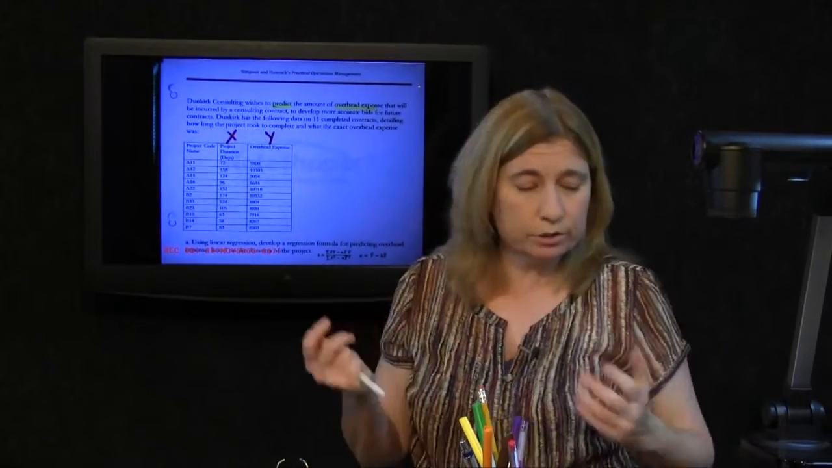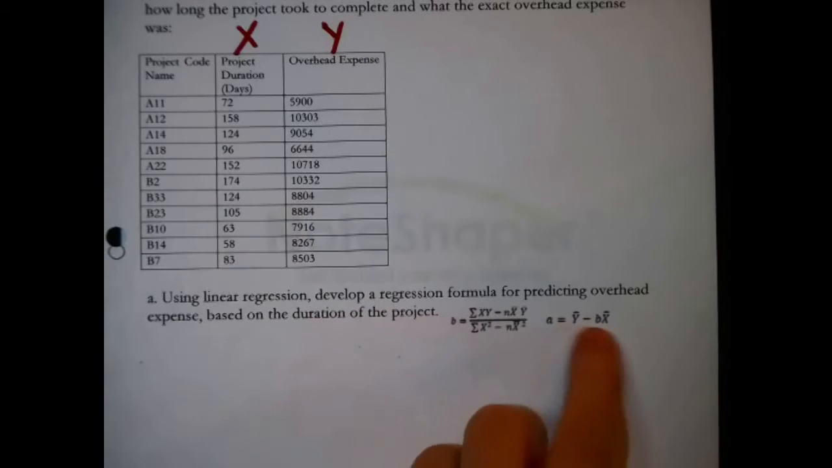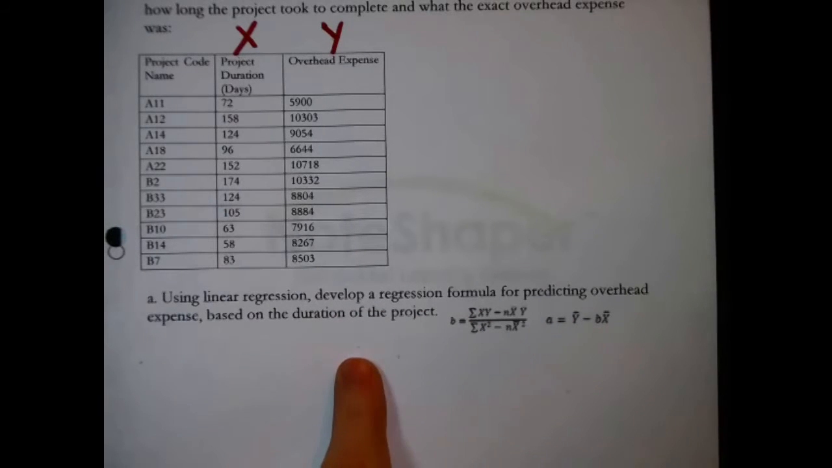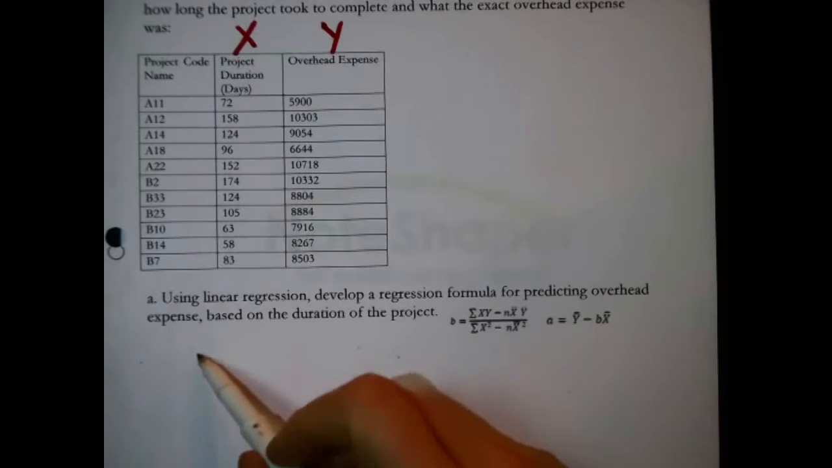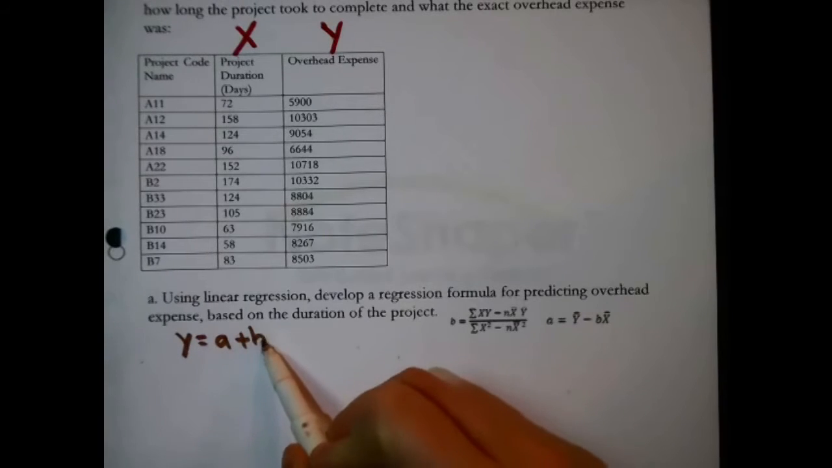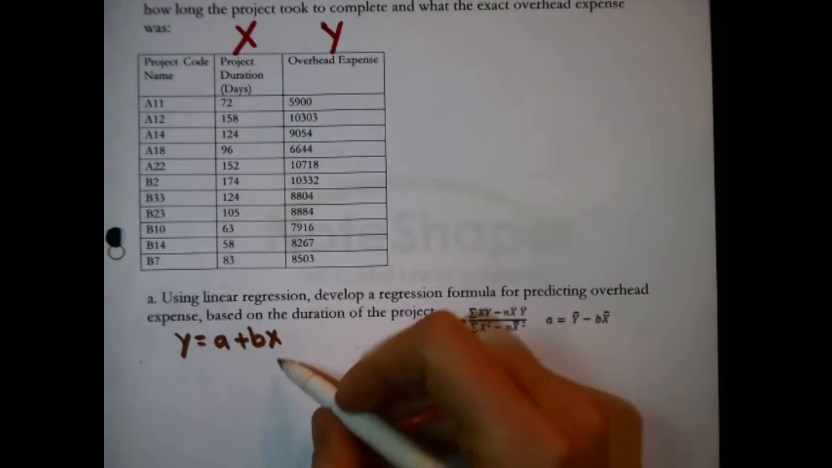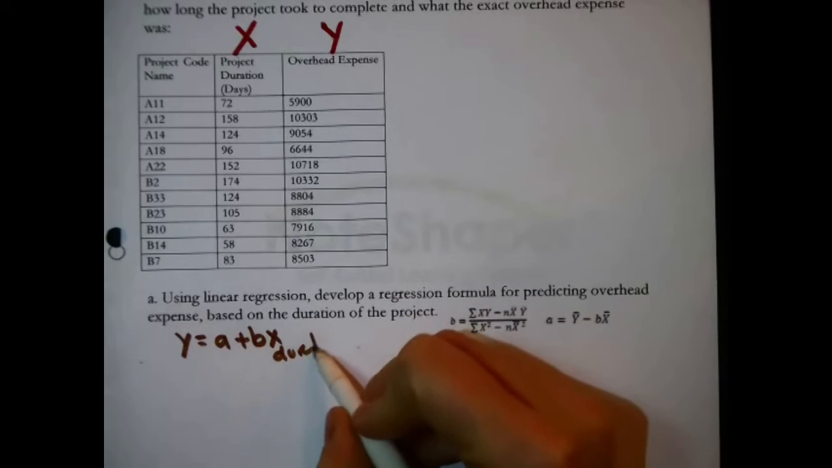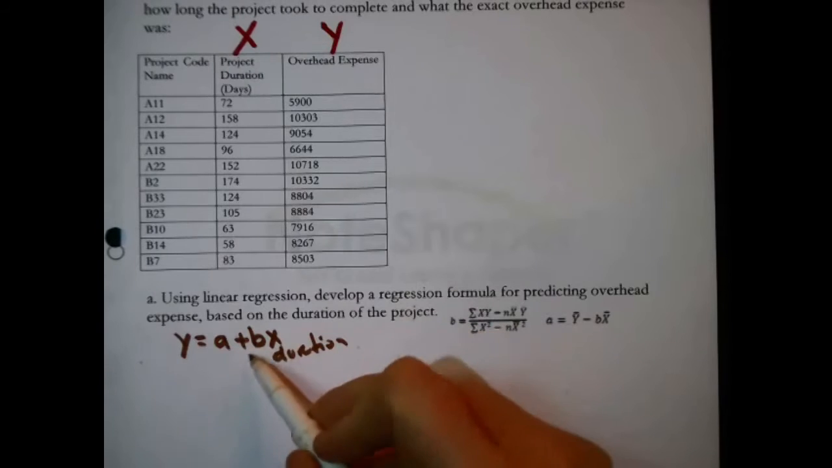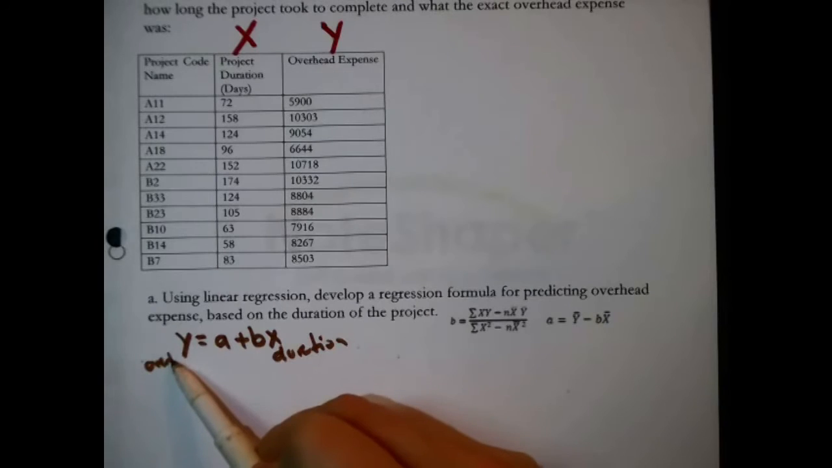Now, what do we need to do? Well, first part of the scenario. Using linear regression, develop a regression formula for predicting overhead expense based on the duration of the project. So what it would look like is y equals a plus b times x, a regression equation, where in our case the x is the duration of the project. You would plug that in here. A and b are constants, and then that would predict the overhead.